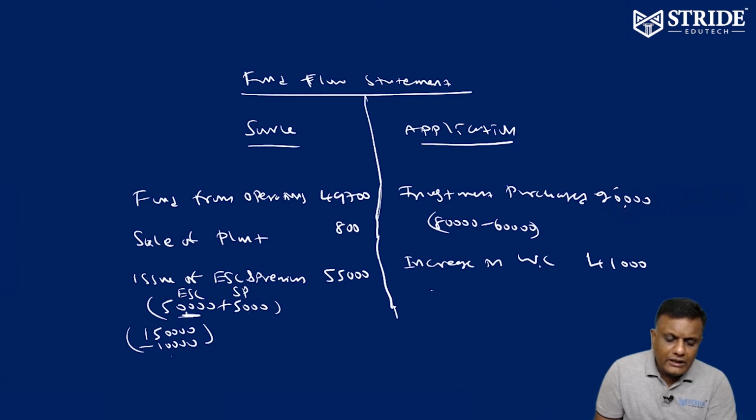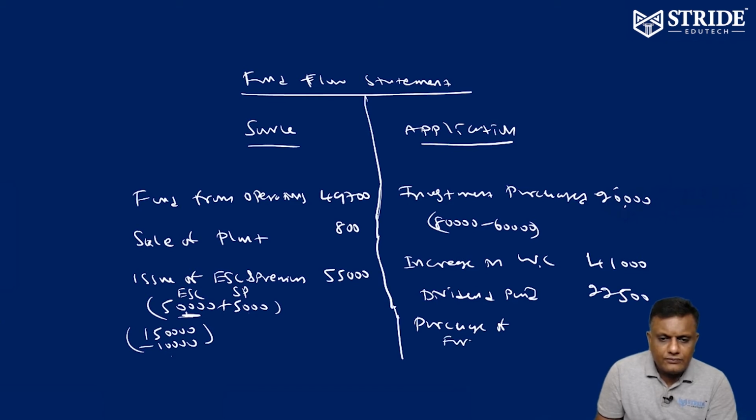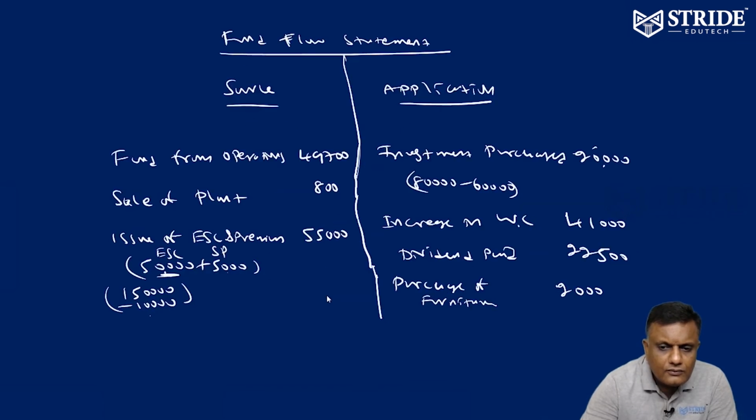Similarly, dividend paid, equity dividend paid, that is equivalent to 22,500. That is also an application. Purchase of furniture: 2,000 rupees furniture purchased, that is equal to application.